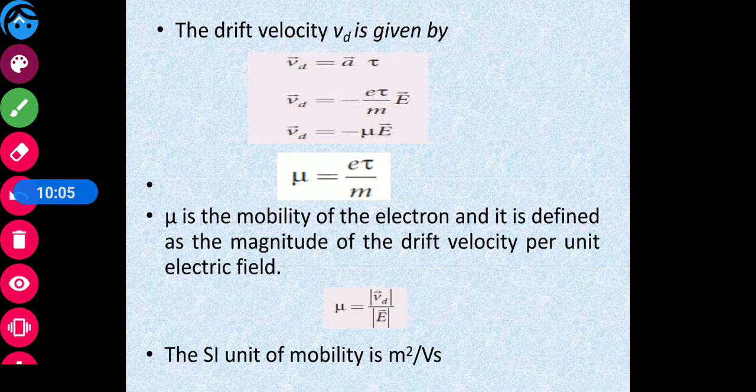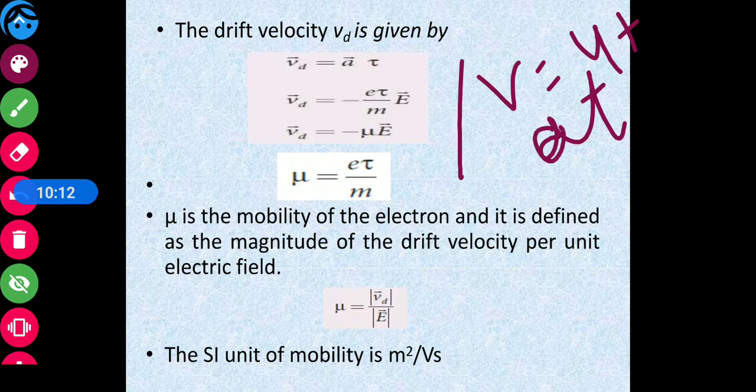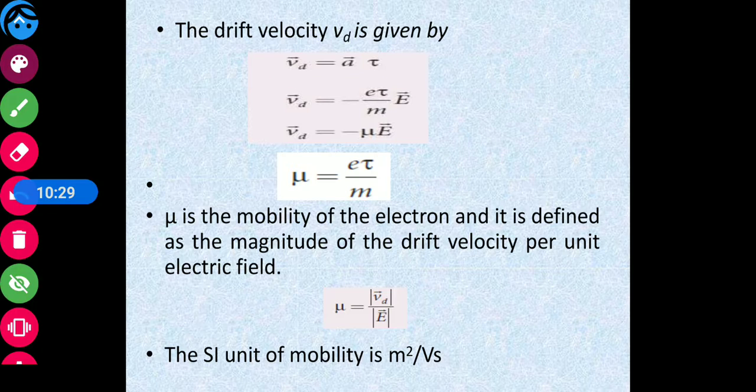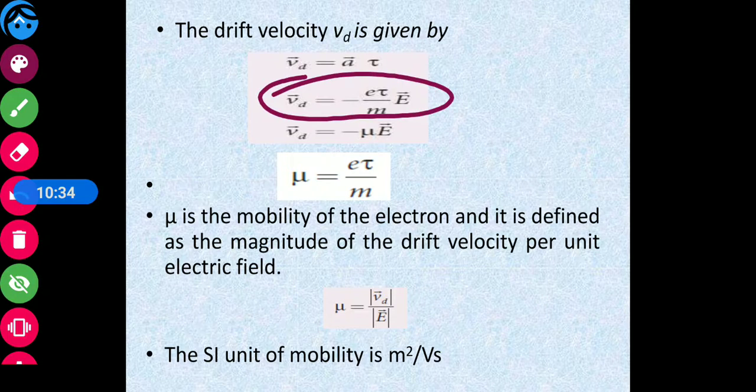So for the drift velocity, from the first equation of motion we know that v is equal to u plus at. Here u is the initial velocity. Due to thermal agitation, initially the electrons are moving randomly in all directions, so the initial velocity will be equal to 0, and Vd, the average velocity, is equal to a tau. We have calculated a, so putting in the value gives the expression for the drift velocity: Vd equals minus e tau upon m into the electric field.